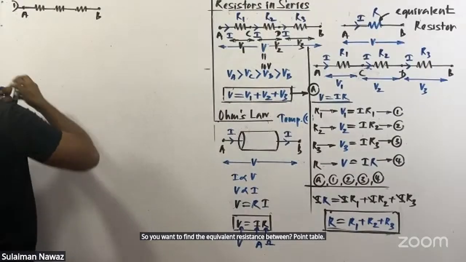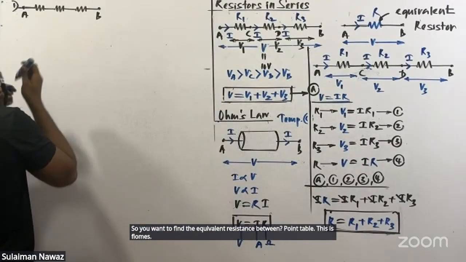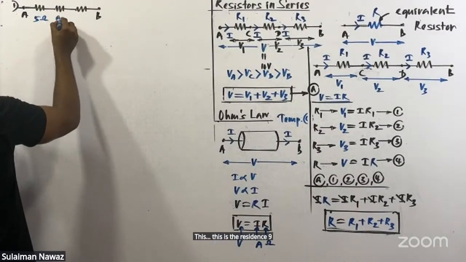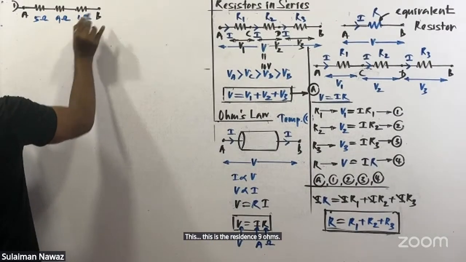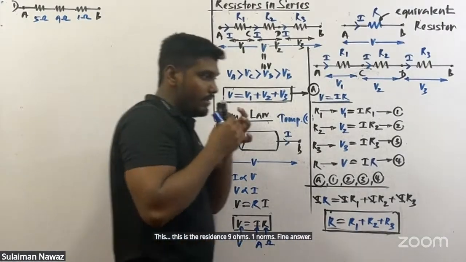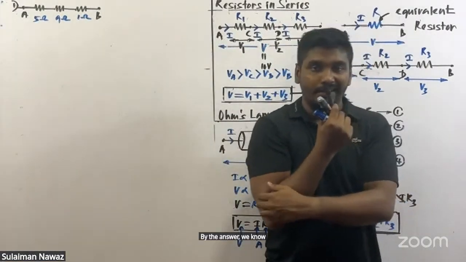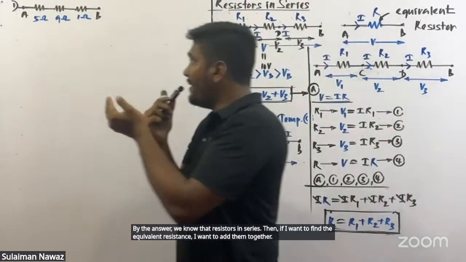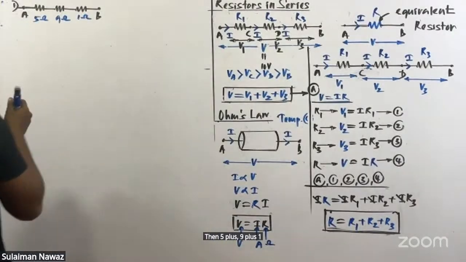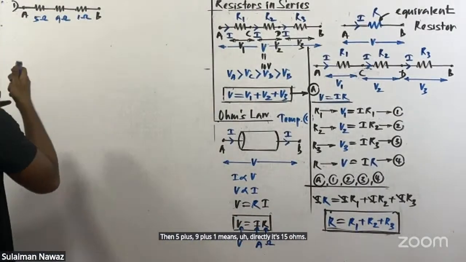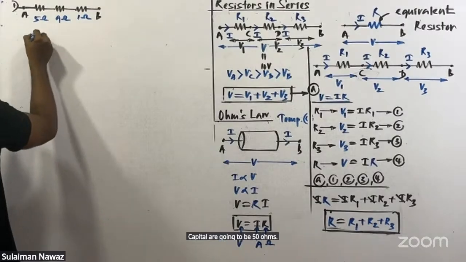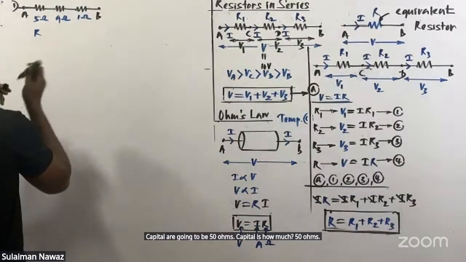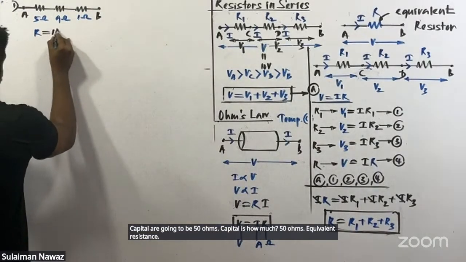This is 5 ohms, this resistance is 9 ohms, and this is 1 ohm. We know these resistors are in series. Then to find the equivalent resistance, I add them together. 5 plus 9 plus 1 is 15 ohms. Capital R is 15 ohms. Not difficult.